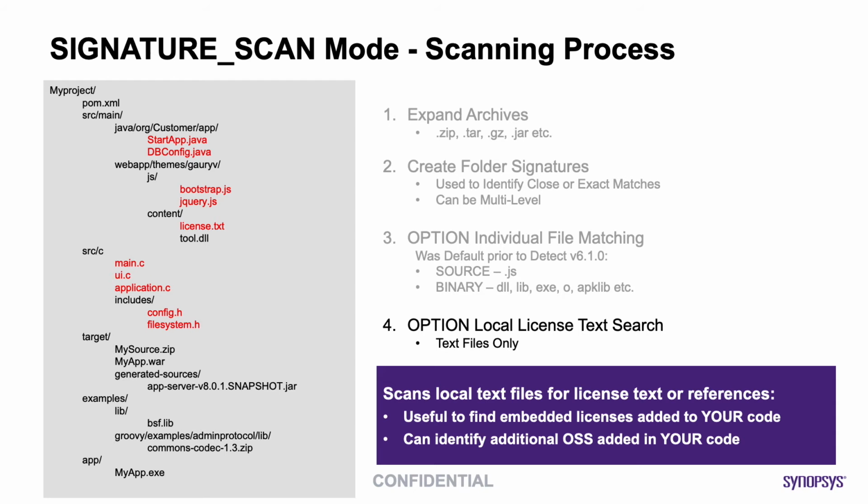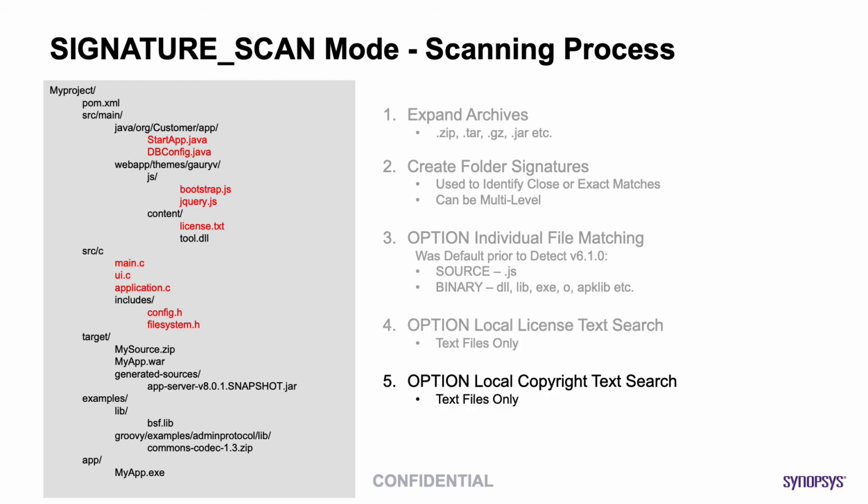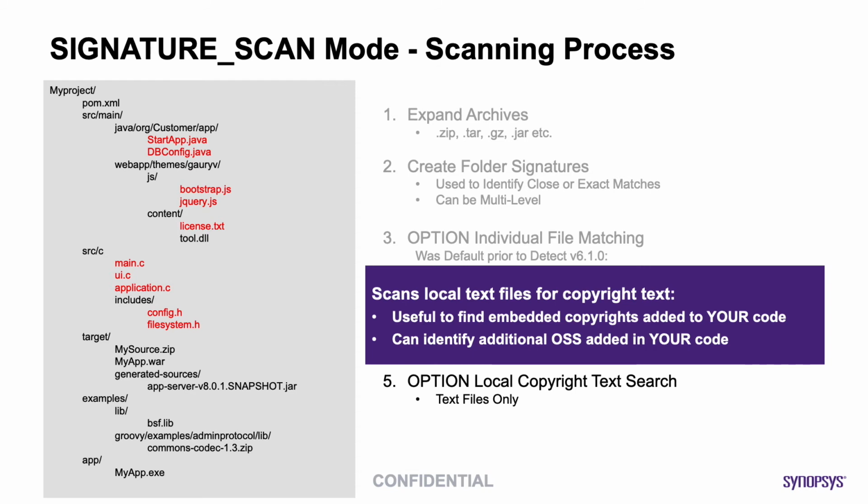They may also be adding other open source, and you can find that by looking for the license text or references. Another option is copyright search, again performed locally. The purpose here is that it allows you to find copyrights added by your developers, but it can also be used again to identify new open source or additional open source.